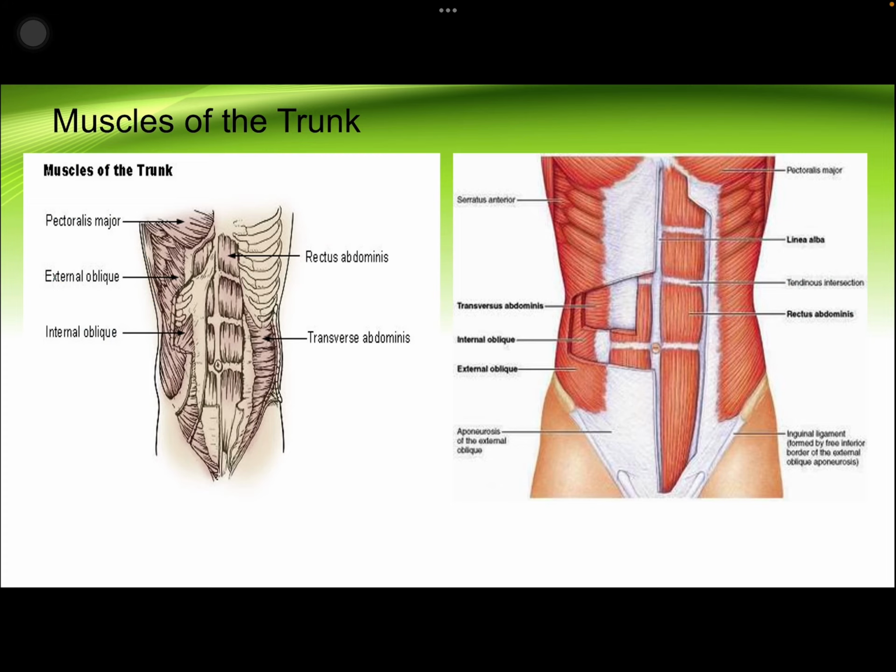Next, we have the muscles of the trunk. We have your serratus anterior, which looks serrated. Your pectoralis major, which is your pectorals, the muscles of the breasts. Then we have the transversus abdominis, which is found deepest. The internal oblique, which is found in the middle. And the external oblique, which is the most superficial of the 3. Then we have the rectus abdominis, of course, the abs.